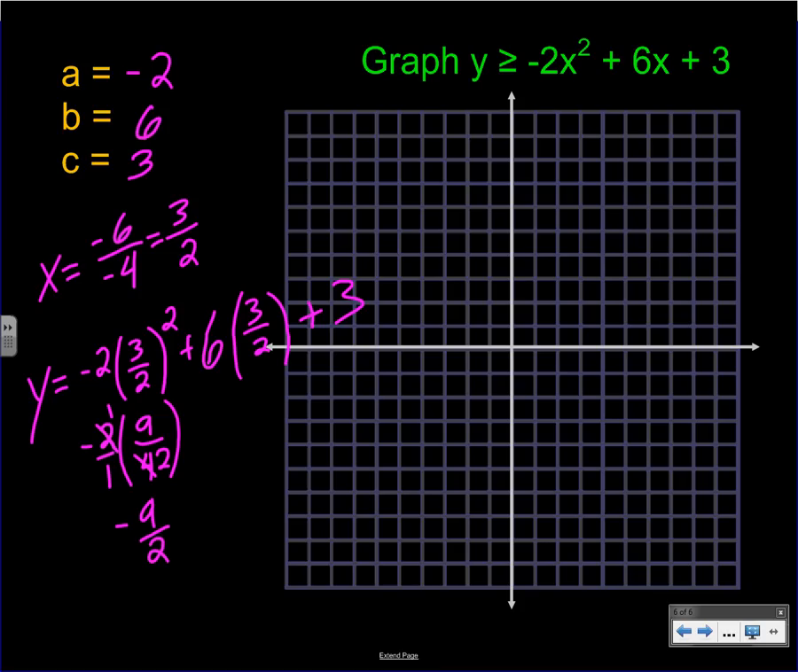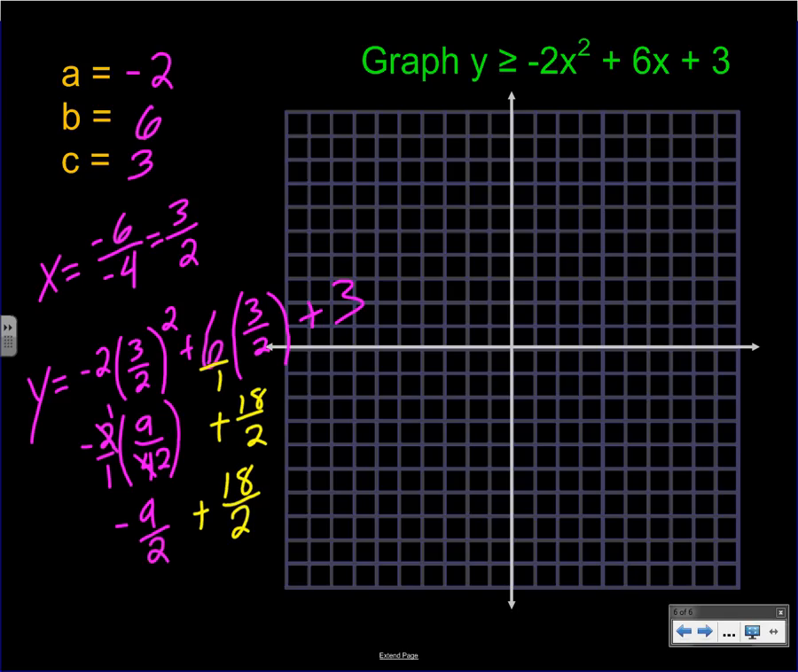I crossed off the 2 and the 4, and I reduced those before I multiplied. You could just multiply straight across and then reduce if you wanted. So now let's look at 6 over 1 times 3 over 2, which is going to give us 18 over 2, which is going to give us a positive 18 over 2. And you might say, hey, that's 9, but I don't want to change that to a 9 because I'm going to need common denominators to combine those fractions.